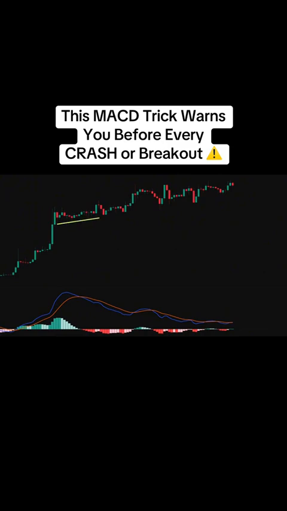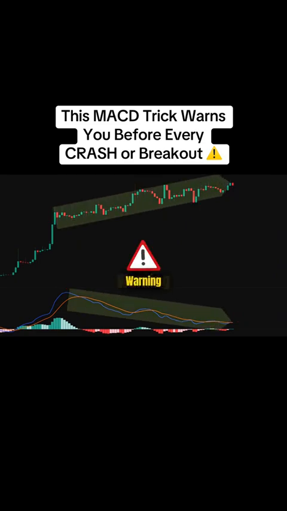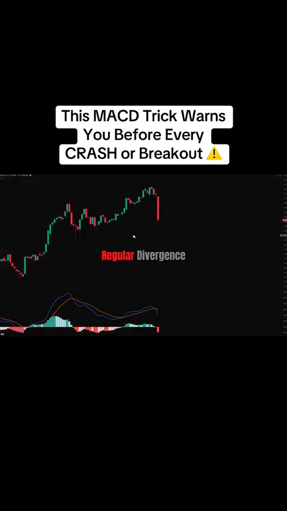It's when price moves in one direction, but momentum secretly moves in the opposite. The MACD is built to measure momentum, and when the MACD and price movement disagree, that's your early warning sign. Let's start with the most common one, regular divergence. When price makes a higher high but MACD makes a lower high, that's a regular bearish divergence. It usually means the bullish momentum is fading and a reversal to the downside might be coming soon.